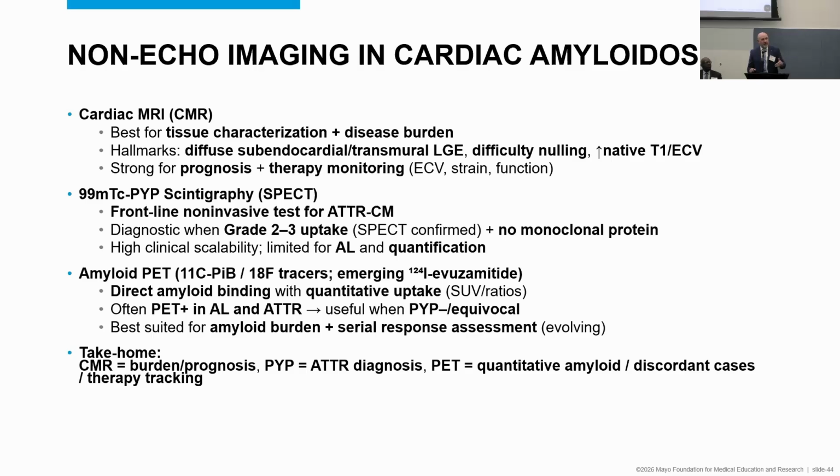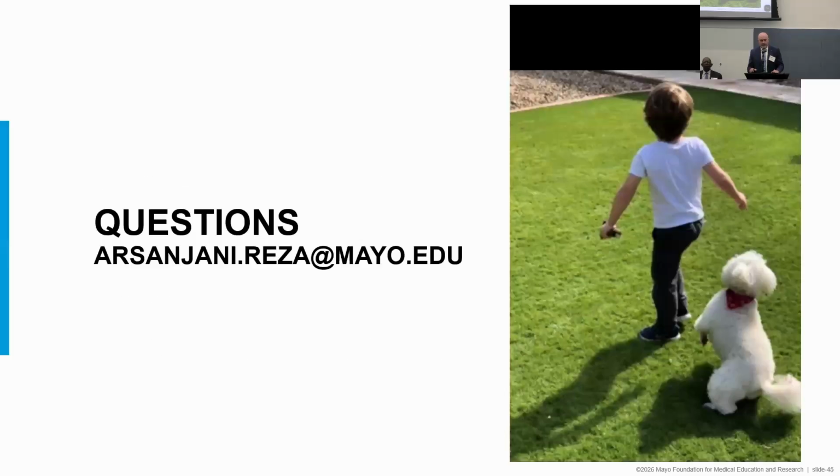PYP, again, it's a frontline therapy, grade 2, 3. Think about TTR. That's assuming that there's no monoclonal protein. PET's coming. It's going to allow us to get amyloid burden and response to therapy. But again, think about CMR as burden and prognosis, PYP as diagnosis, PET for quantification and potentially therapy tracking. Thank you.